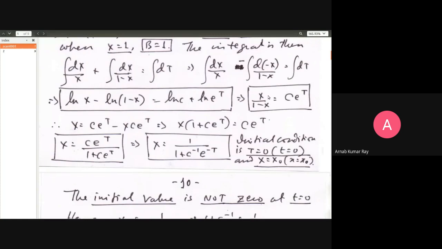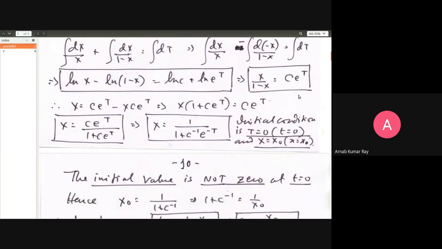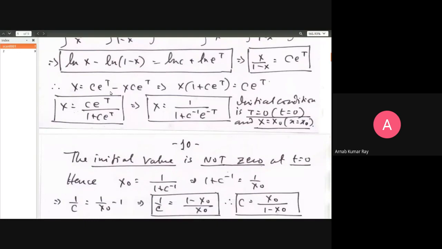Now we shall write a solution. Here you can see you've got a bit of a mix-up, X divided by 1 minus X. I want to write a solution of X in closed form. That is to say, only X and nothing else on one side, and everything to do with T on the other. So let's see how we will do it. This is capital X, and then I'm taking this thing to the right-hand side, 1 minus X, so it will be C into e raised to T minus X into C e raised to T. Then this X business I'm taking to the left-hand side, so you have an X here, you have an X here.